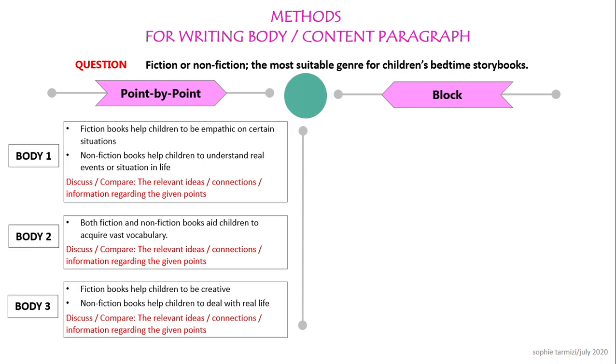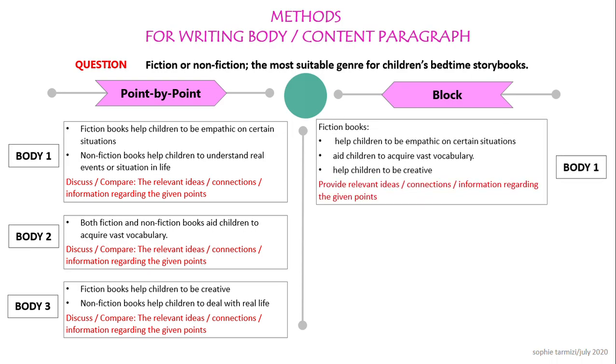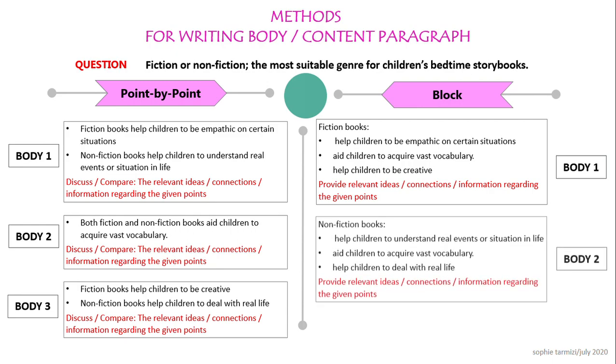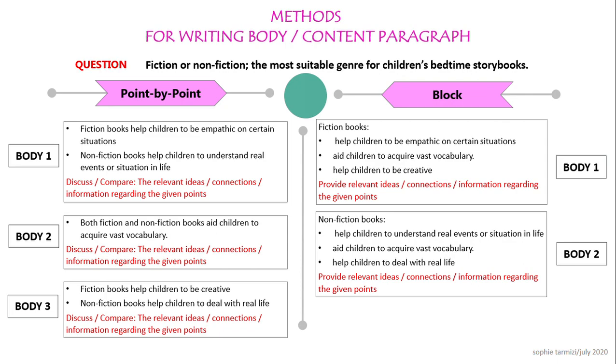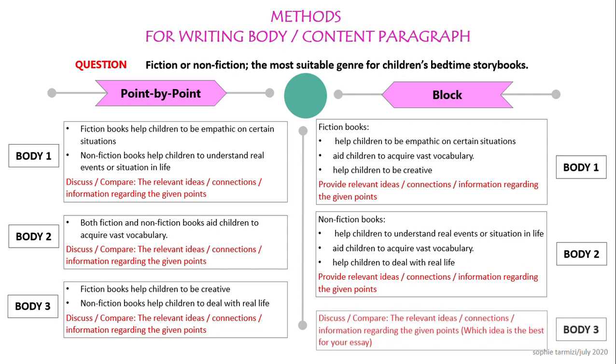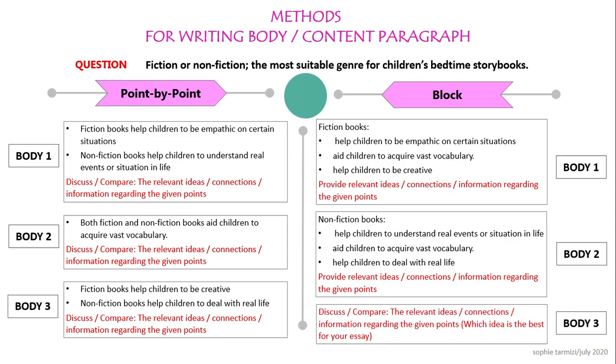Okay, what about block method? Body number 1, fiction book. So body number 1 is all about fiction books. Body number 2 is all about non-fiction books. The same points that I have stated earlier. And body number 3, it could be the comparison, the contrasting idea that I would like to highlight as I have discussed in body number 1 and body number 2.